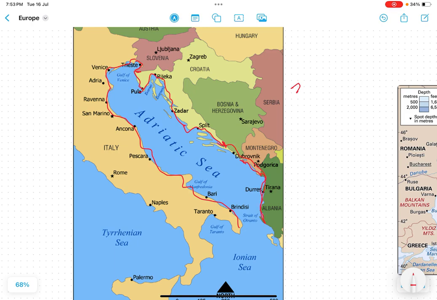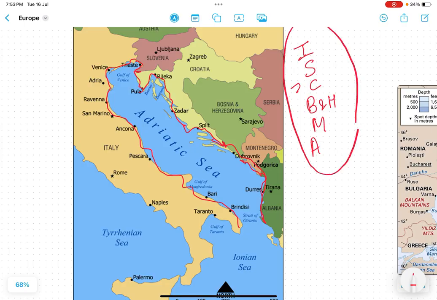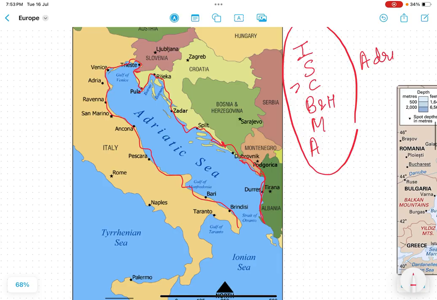All of these countries are part of Adriatic Sea. I should again mention it. Italy, then Slovenia, then Croatia, then Bosnia and Herzegovina. Then we have Montenegro, and we have Albania. All of these countries are part of Adriatic Sea.